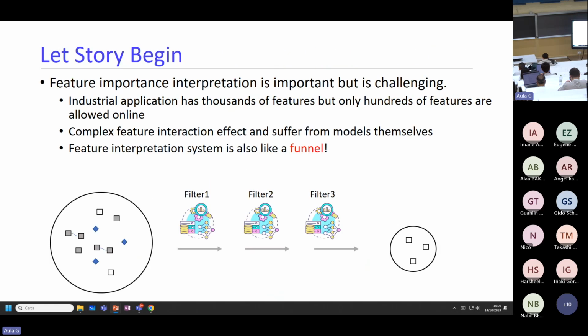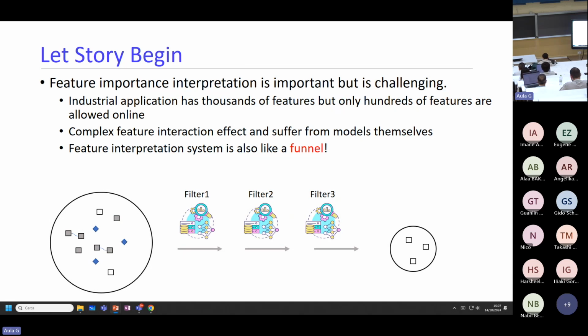In industrial applications, we often encounter a situation where there are thousands of features available, yet only hundreds can be utilized in an online environment. This limitation poses significant challenges for feature interpretation and model performance. The complex interactions between features make it hard to understand how they influence the model's predictions. Additionally, the models themselves can introduce biases, complicating the interpretation further.